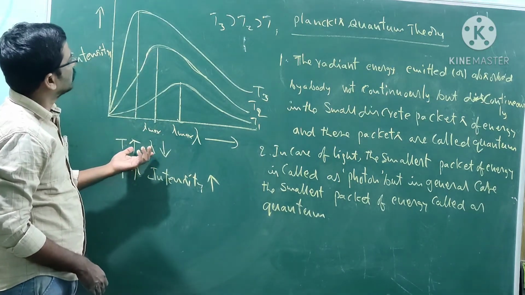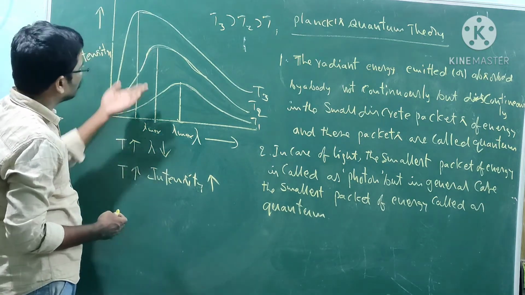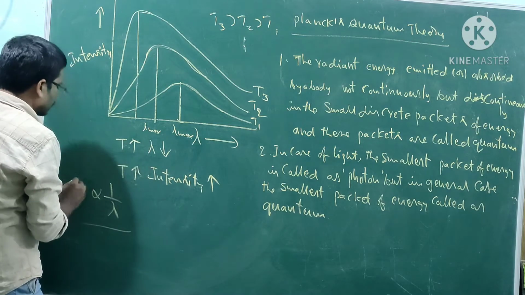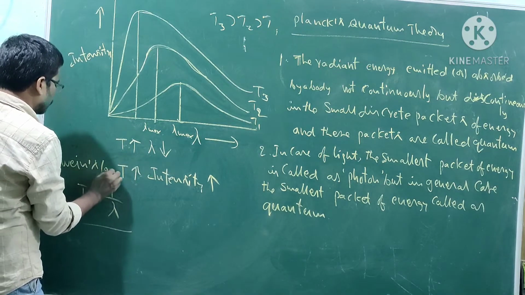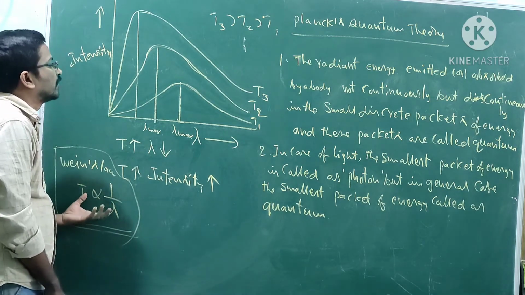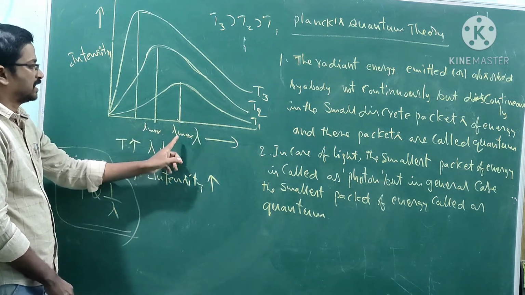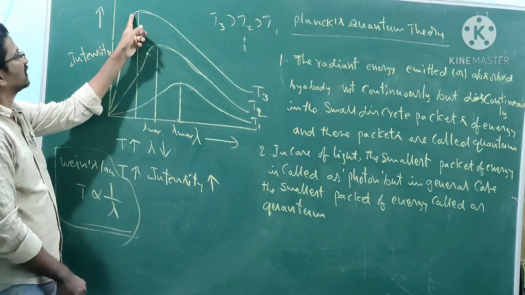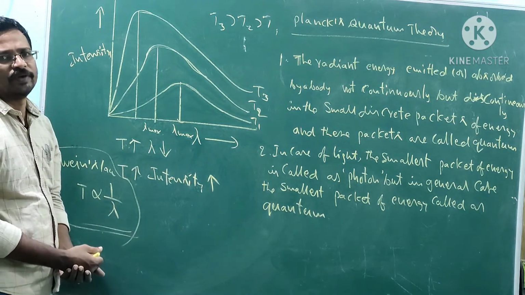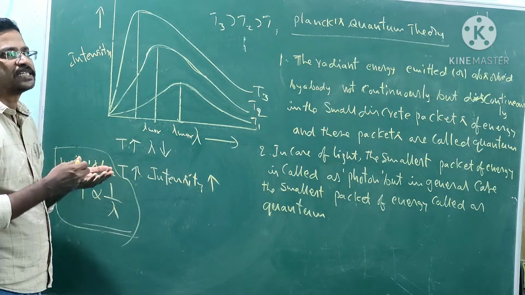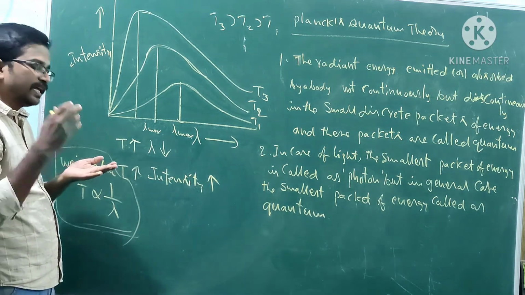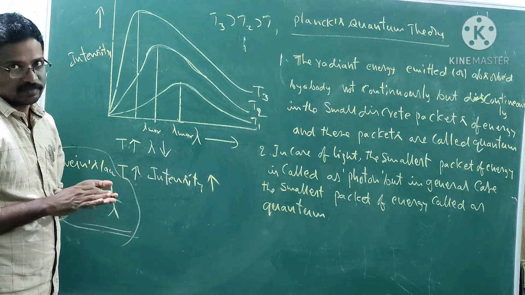From this graph we can understand that temperature is inversely related to lambda. This is Wien's law, which you may read in physics. Temperature and lambda are inversely proportional. At lower temperature, this is the lambda. If you increase the temperature, the lambda value decreases, and with further increase, the lambda value decreases further. We know that if you heat an iron rod, as temperature increases, it changes color from red, then orange, then white, and then blue.